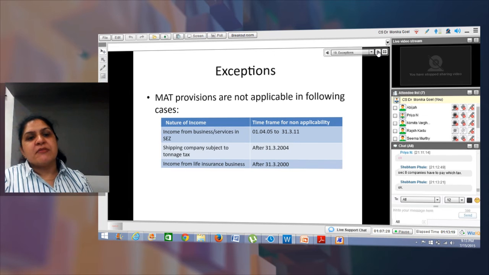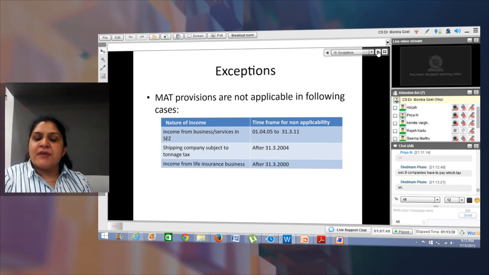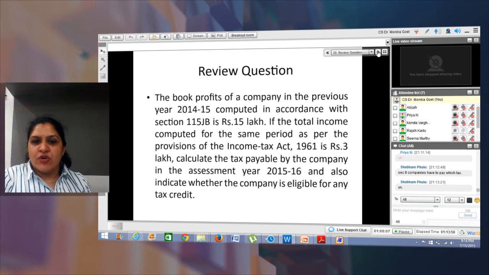Earlier, the MAT provisions, the minimum alternate tax provisions, were not applicable on incomes coming from special economic zones. Since 31st March 2011, these provisions are applicable even to the companies or businesses in the special economic zones. But these provisions are still not applicable on shipping companies subject to tonnage tax, which is the presumptive taxation for shipping companies, and on companies in the life insurance business. So these are the companies which are still not required to pay minimum alternate tax. Otherwise, all the companies are required to pay minimum alternate tax.